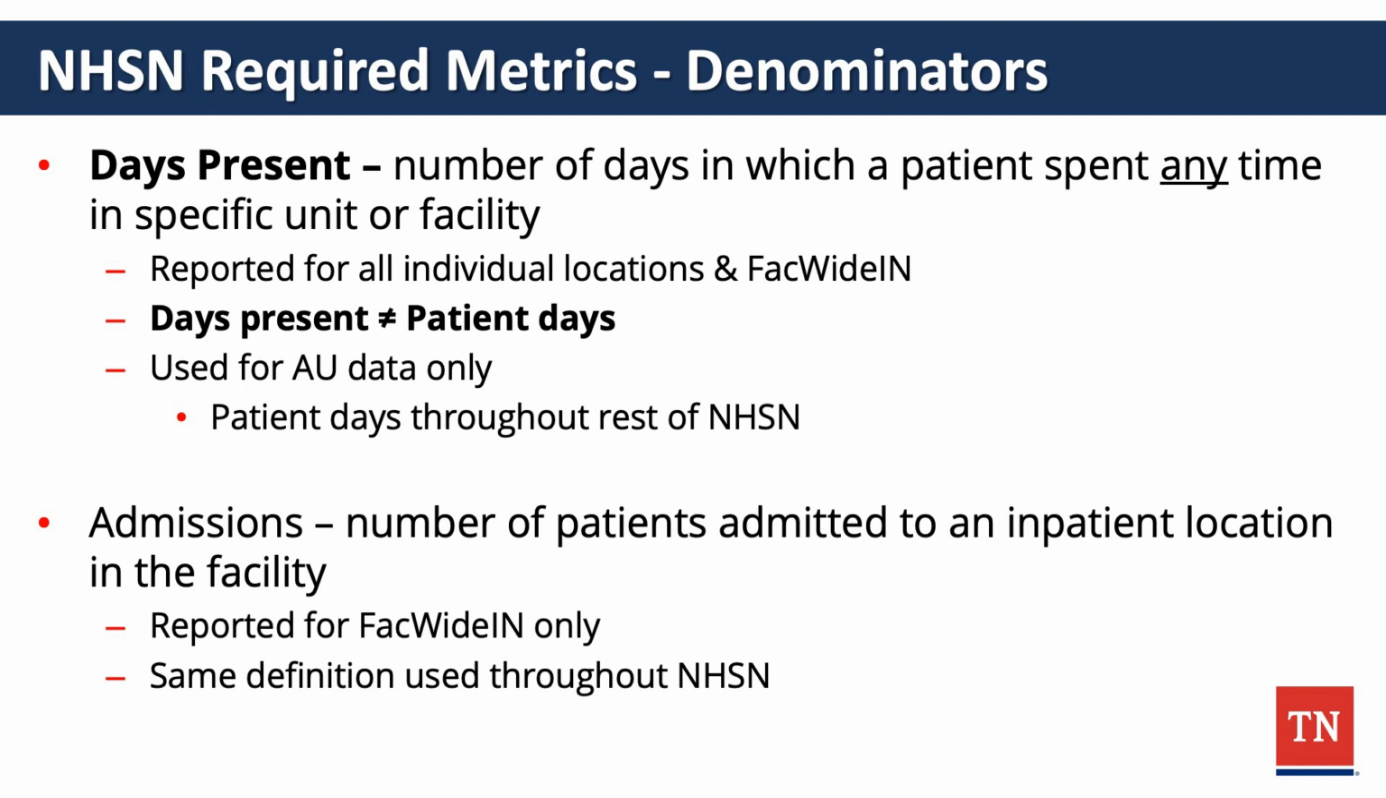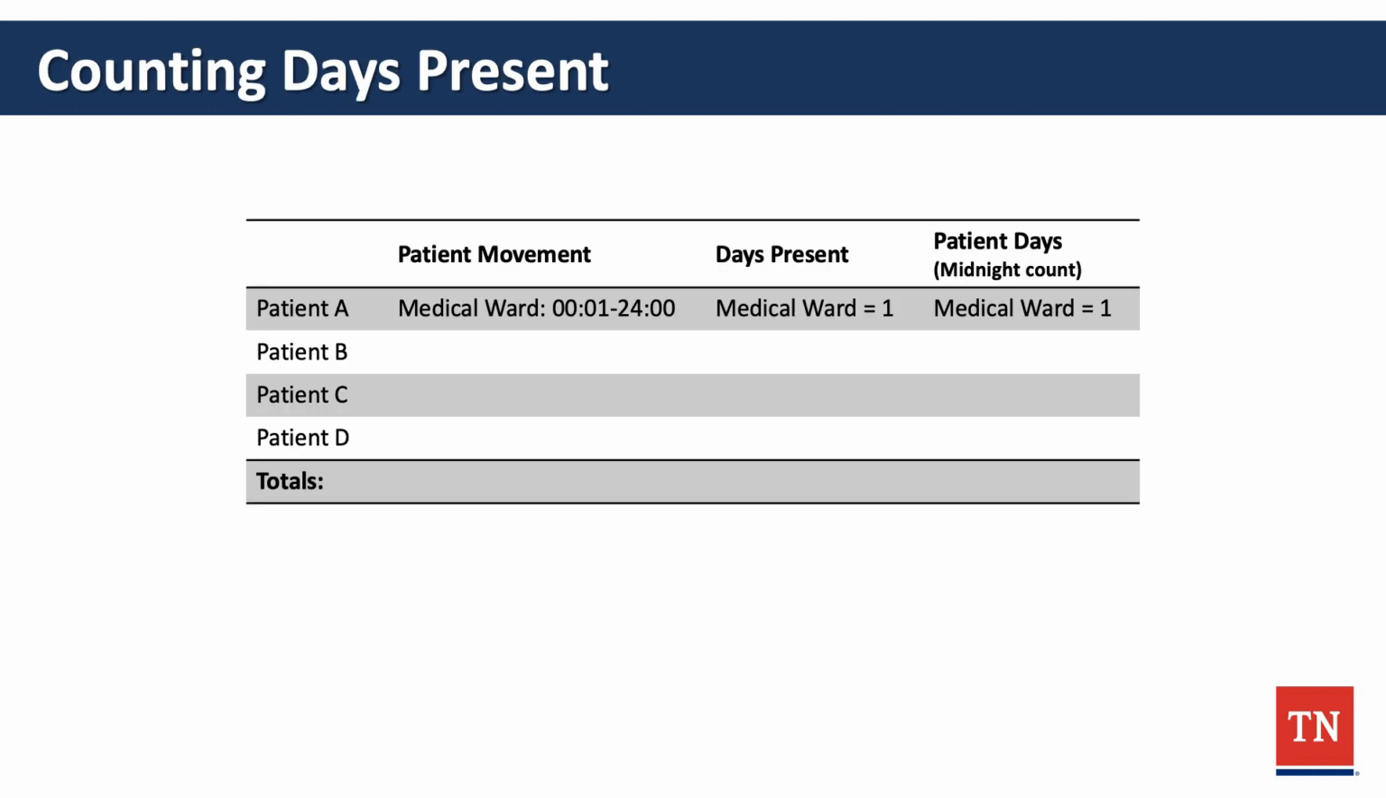I did include a little bit of an example of what this looks like. For example, if you have a patient who was on the medical ward on this particular day, they will count for the entire day. They will give 1 day present to the medical ward, and they will give 1 patient day, if you're counting at midnight, to the medical ward as well. Similarly, if you have a patient who is in the ICU, they will give 1 day present for the ICU.